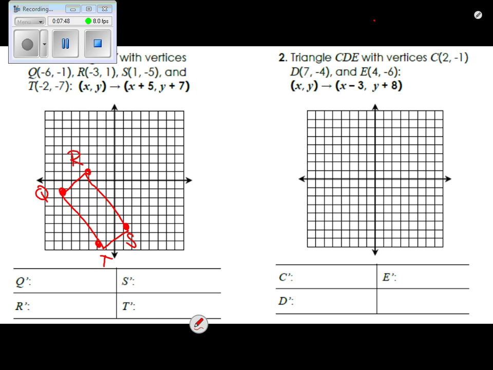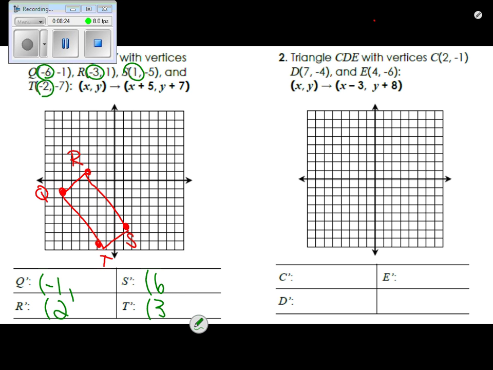Here's my translation rule. It says I want to move everything +5 and +7. Well, that's pretty easy, right? So what can I do with all of my X coordinates? Add 5 to it. So -6 + 5 would be -1. -3 + 5 would be 2. And 1 + 5 is 6. And then -2 + 5 is 3.